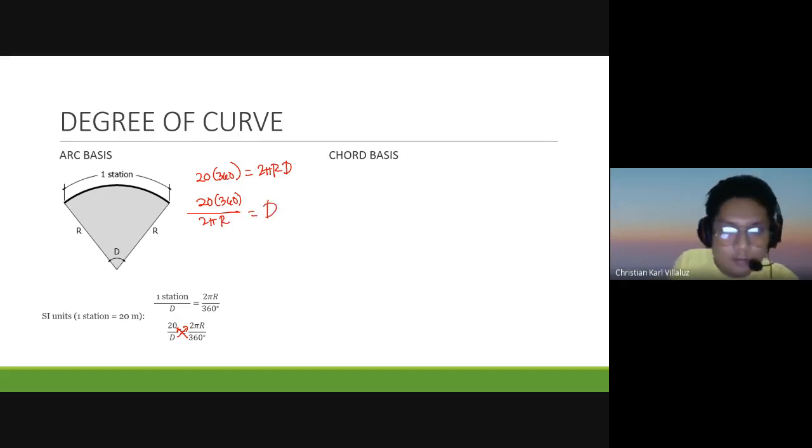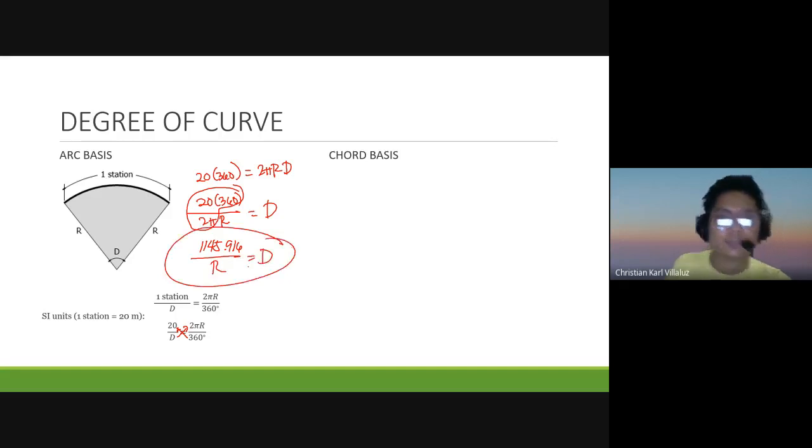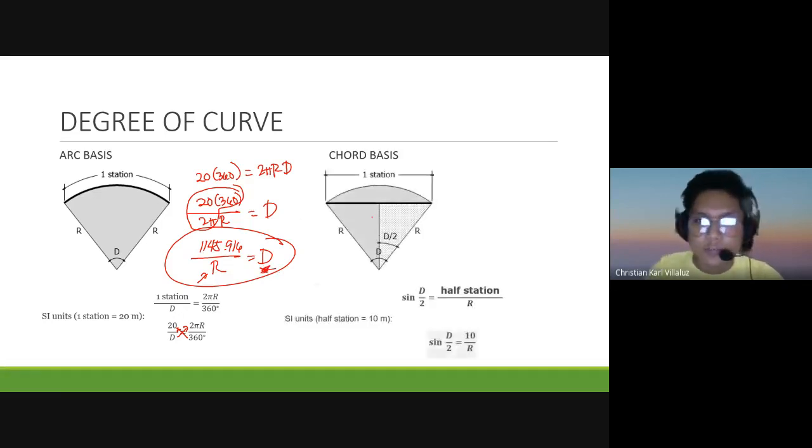Now, let's evaluate 20 times 360 over 2 pi. When we solve this, that is equivalent to 1145.916 over r. That is the solution in determining the degree of curve based on the radius of the curve. So just substitute the radius in this equation, and you will have the degree of curve. So for chord basis, one station is measured along its chord.